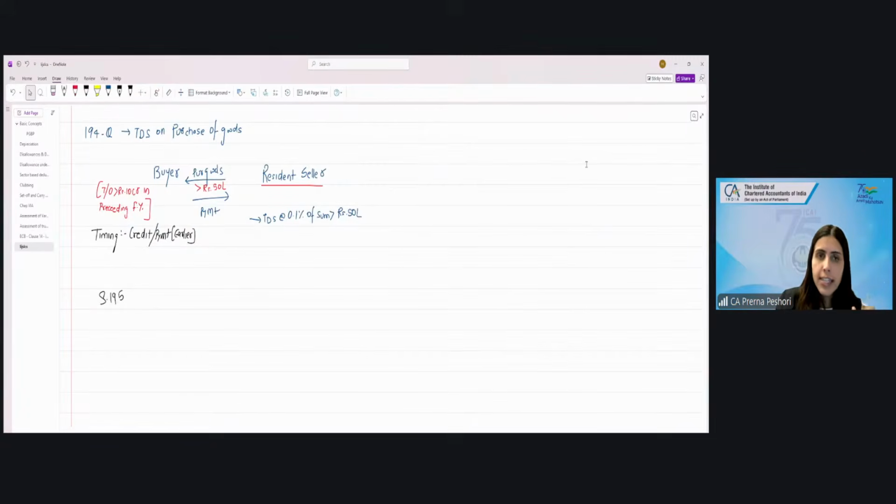And if TDS is applicable under 194O, then there is no requirement to deduct TDS under 194Q. The TDS is not to be deducted on the GST component, same as under 194O also. Plus, this TDS under 194Q will not apply to a non-resident buyer.